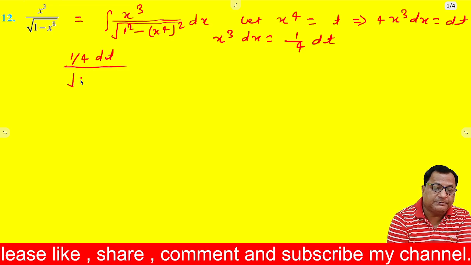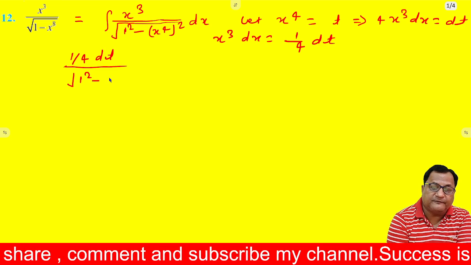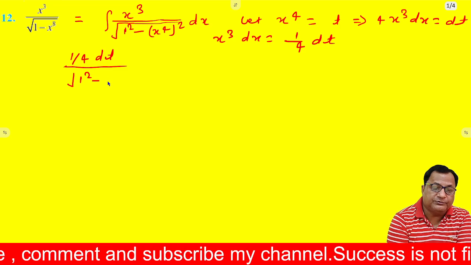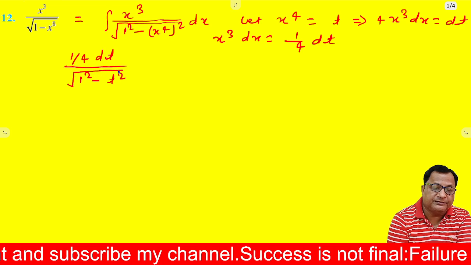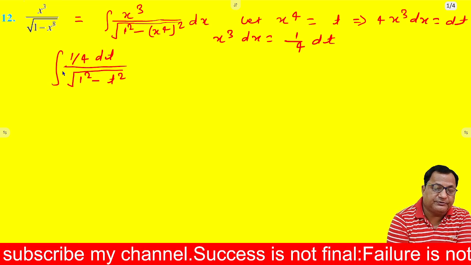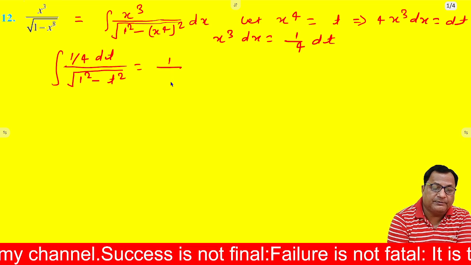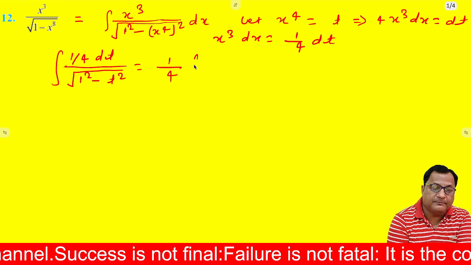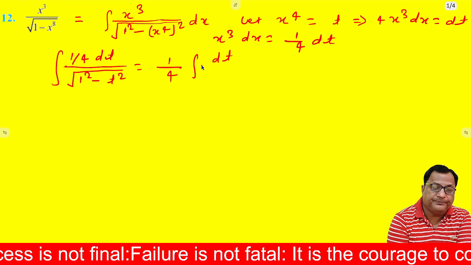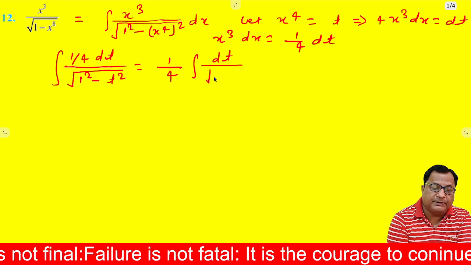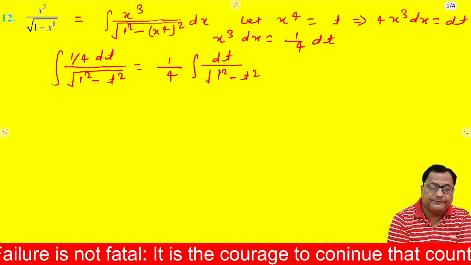x cube dx divided by 1 square minus x to the power 4, we have supposed x to the power 4 is t, so t square. This is integration. 1 by 4 we will take out, so this will be dt divided by 1 square minus t square.